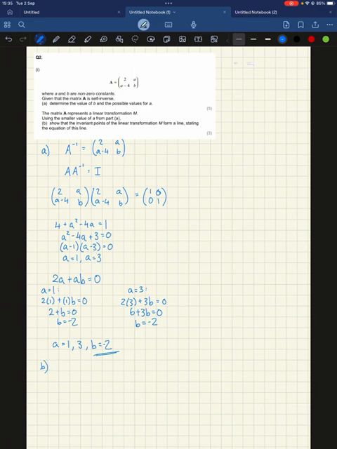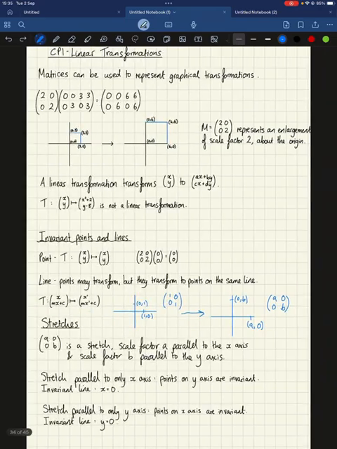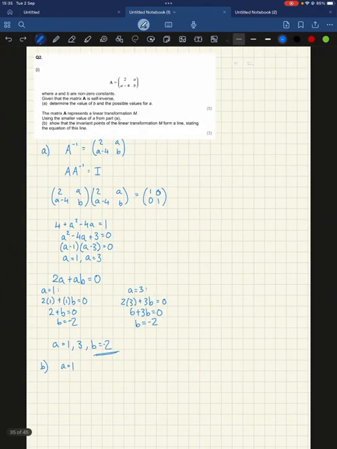The matrix A represents a linear transformation M, using the smaller value of A from part A. So the smaller value of A is 1, so we're going to be using A equals 1. Show that the invariant points of the linear transformation M form a line, stating the equation of this line. So we have to show that the invariant points. Now the invariant points on this slide, x, y is mapped to x, y.